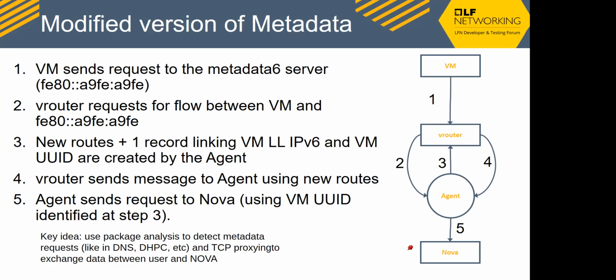And when the vRouter receives this request, it asks the agent for a flow. At this step, we can intercept this request. We can obtain the IPv6 link local address of the virtual machine, and we can find its UUID and other necessary information. Then the agent is able to advertise all necessary rules and establish the flow. After that, steps are similar to the previous slide. The vRouter sends a message to the agent, and then the agent sends requests to Nova.